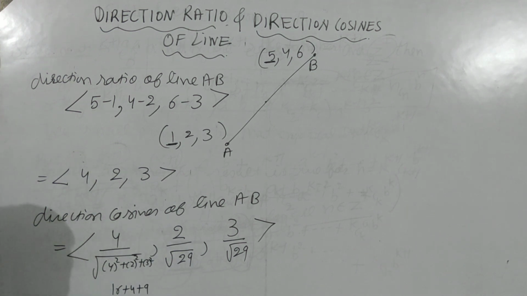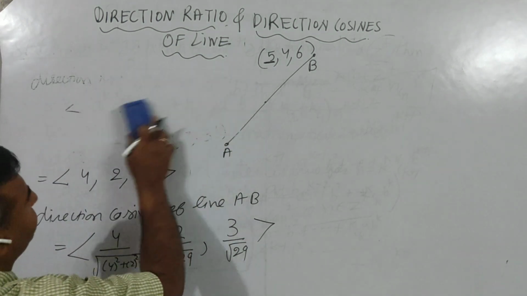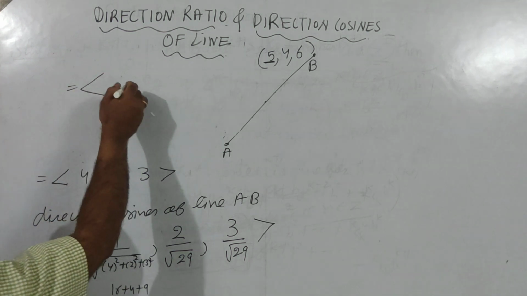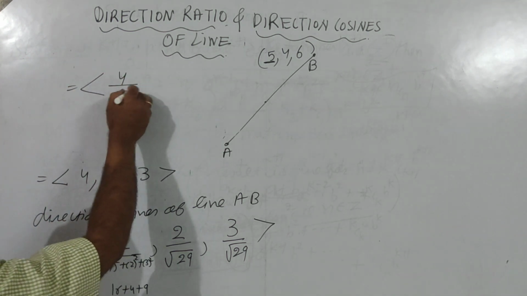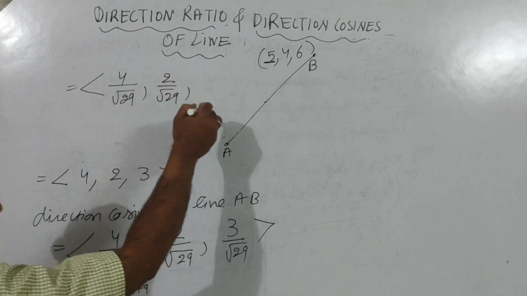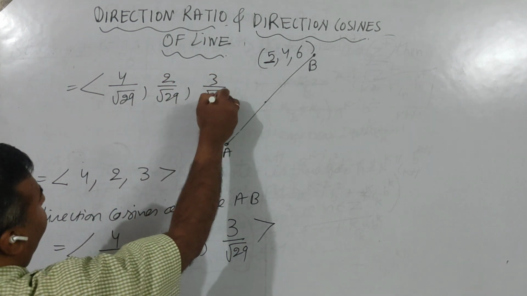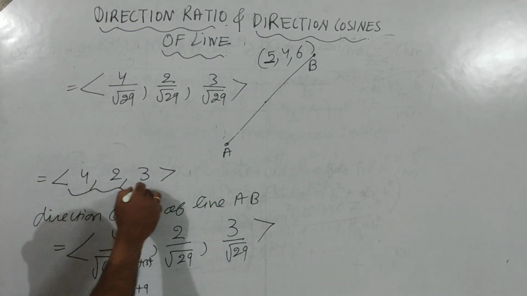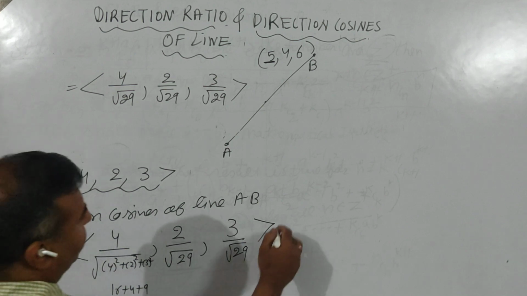So in the next step, you write 4 upon square root 29, and 2 upon square root 29, and 3 upon square root of 29. This is the method to change the direction ratio into the direction cosines.